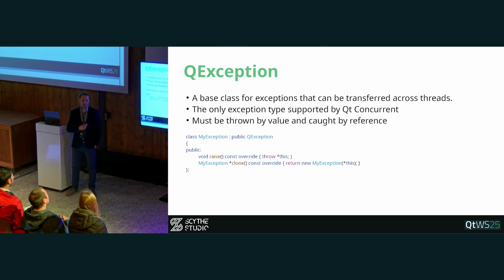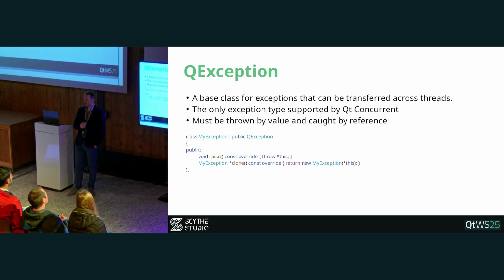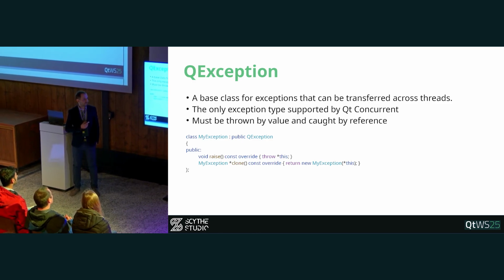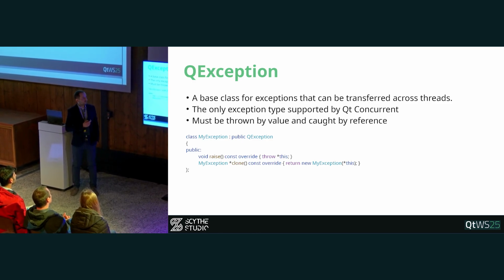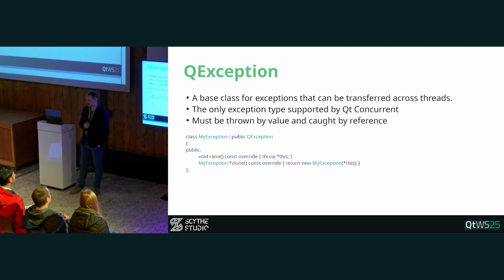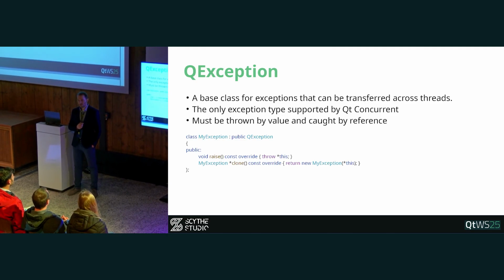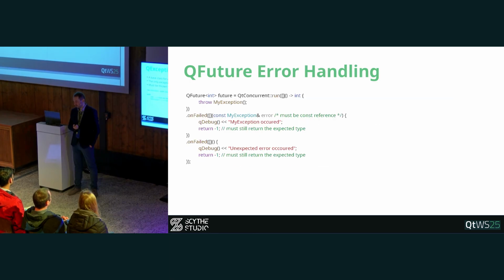The way to report errors here is a bit unusual, because normally APIs in the Qt framework don't use exceptions, but in the case of QFuture it does use exceptions. So if you want to communicate your custom errors, then you need to subclass the QException class and implement at least two methods, which are raise and clone.